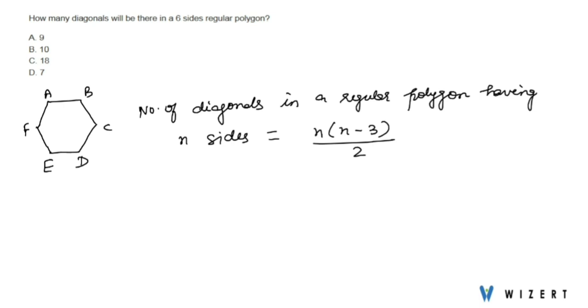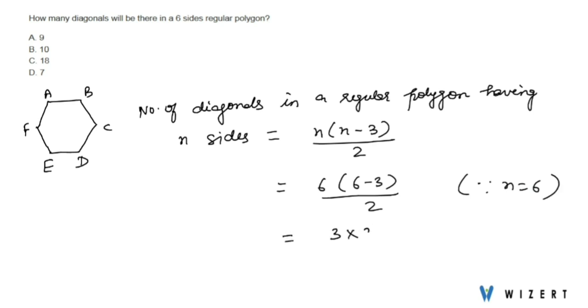Here n is 6. So let's substitute the value of n as 6. Since n is 6, we can find it 3 multiplied by 3, which is equal to 9. So 9 is the number of diagonals, which is option A. Hence we can say that the answer is option A.